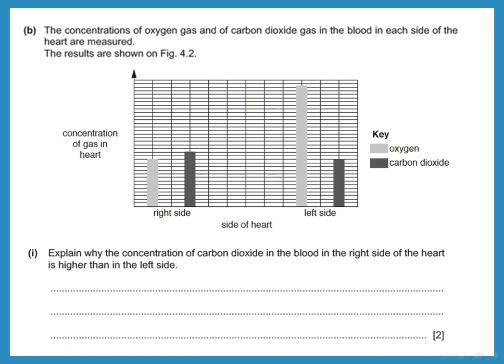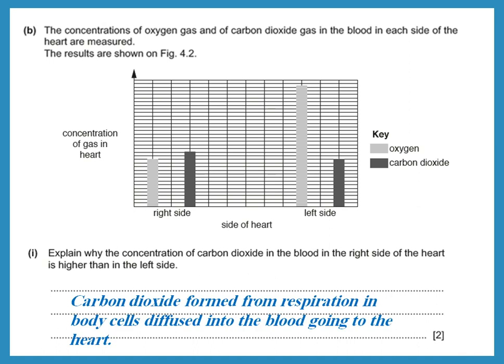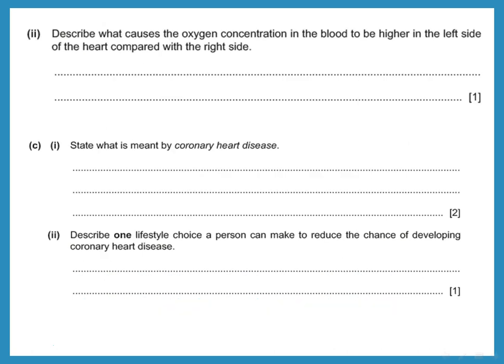The concentrations of oxygen gas and carbon dioxide gas in the blood on each side of the heart are measured. And he's saying, explain why the concentration of carbon dioxide in the blood in the right side of the heart is higher than in the left side. We said on the right side of the heart, we have blood that has more carbon dioxide, less oxygen. This is, of course, because the blood is coming from the body. The carbon dioxide formed from respiration in the body cells diffused into the blood that is going to the heart.